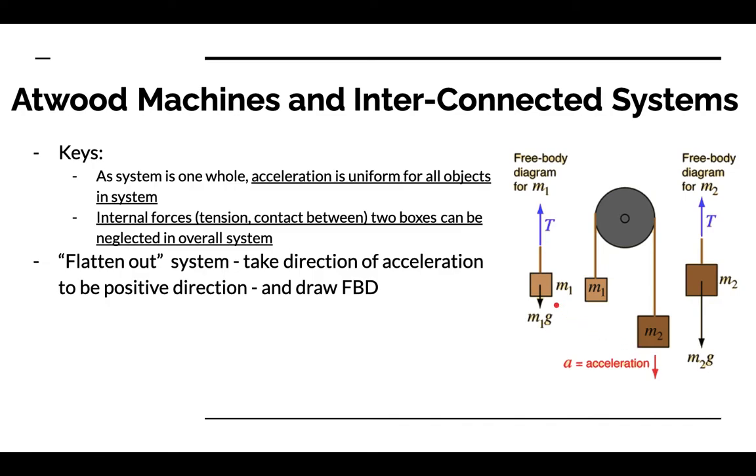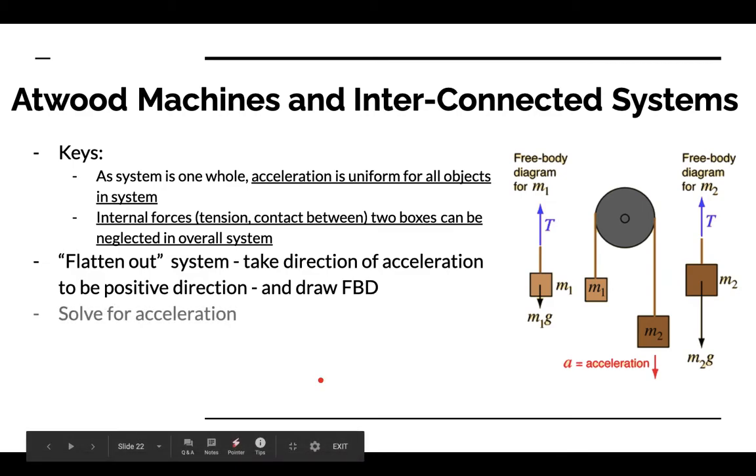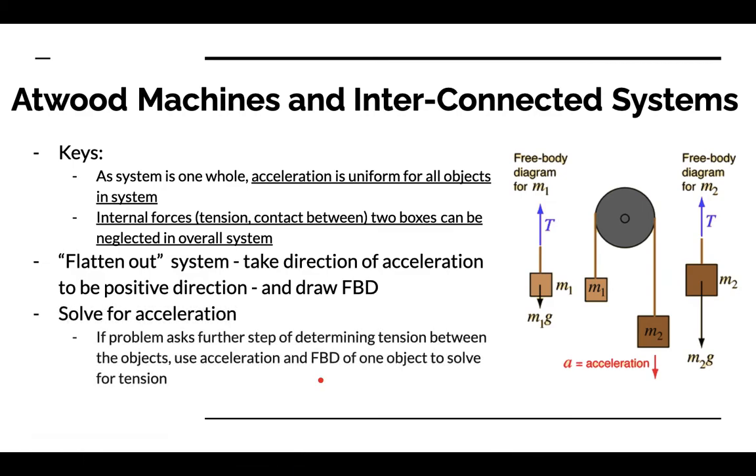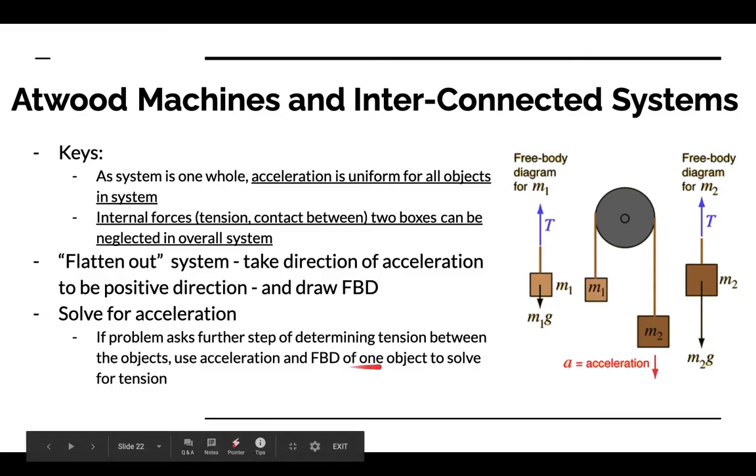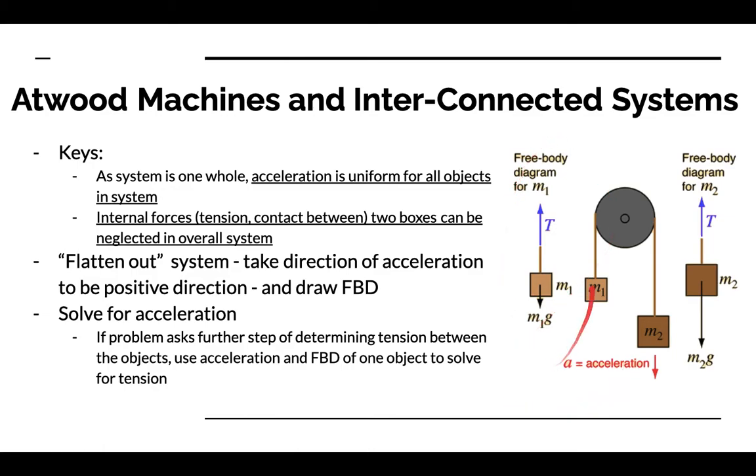Our free body diagram, when we flatten out, is going to have M1g acting to the left, and tension acting to the right, and then M2g will be acting towards the right, and tension will be acting towards the left on the M2 box. We solve for our acceleration in the overall system, and if the problem asks for the further step of determining tension between the objects, we use the acceleration and the free body diagram of one object to solve for the tension. So once we've found the acceleration of the overall system, we can focus on one object and solve for the tension of that one object.